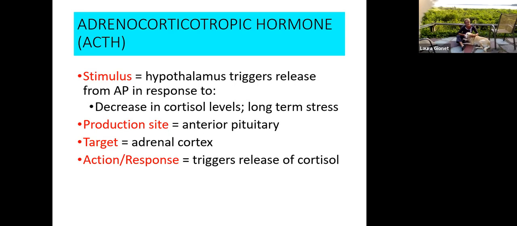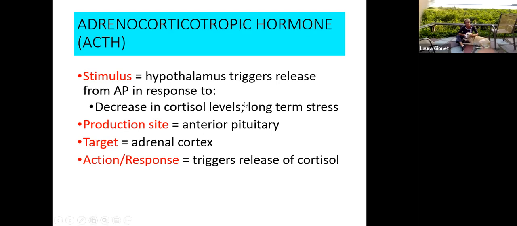All right, then we have adrenocorticotropic hormone. The stimulus is lower than normal or drops in what's called cortisol levels. Again, this is going to be kind of like thyroid stimulating hormone, in that when some other hormone level becomes lower than normal, we're going to release a stimulating hormone from the anterior pituitary to stimulate the adrenal cortex to produce more of that hormone. All right, so we have a decrease in cortisol levels. That is a particular hormone, generally associated with long-term stress and the mechanisms we use to deal with long-term stress.